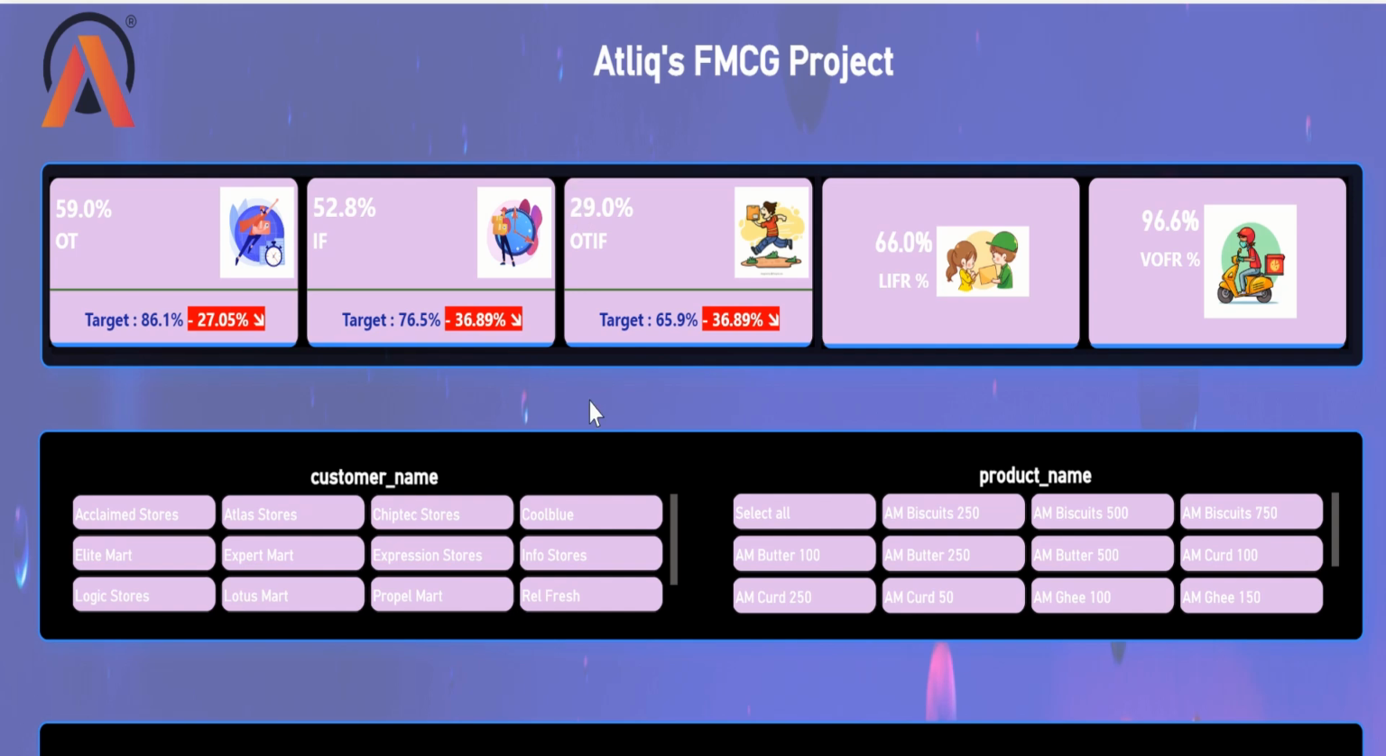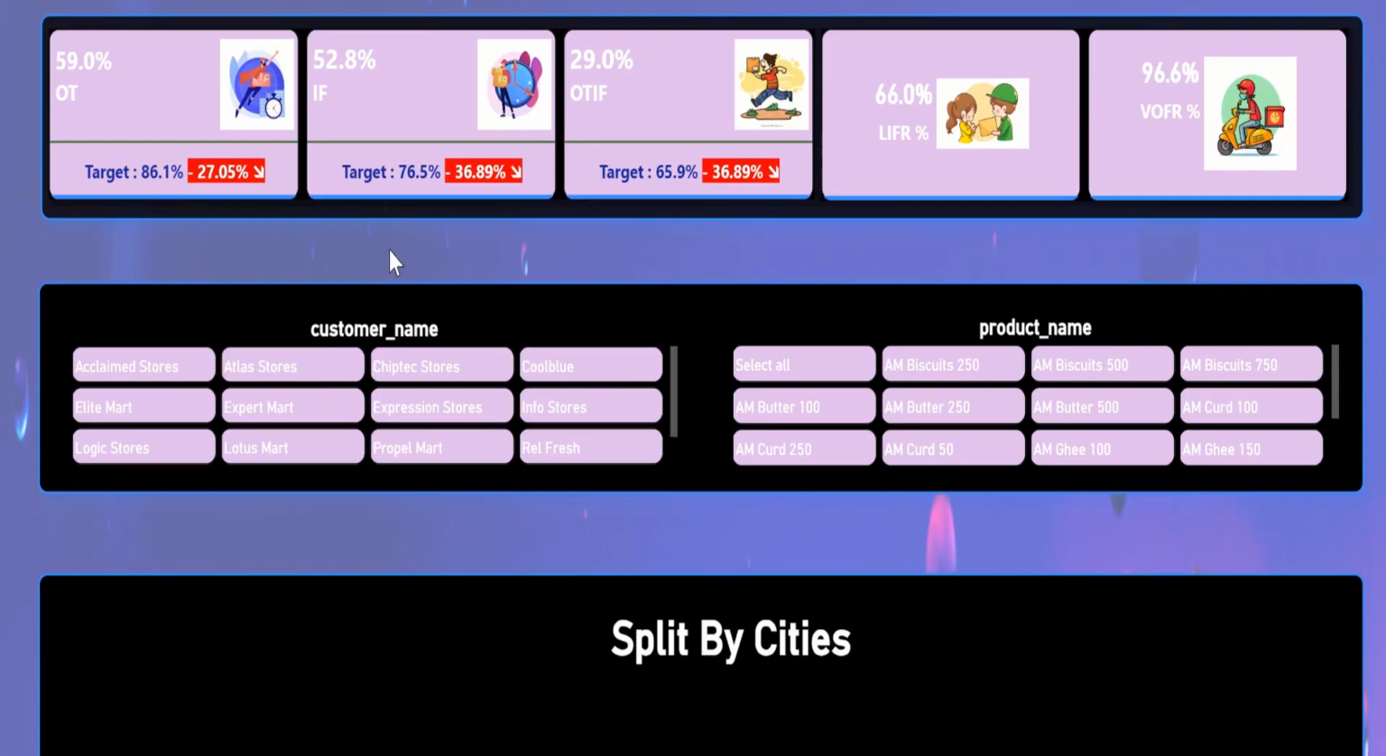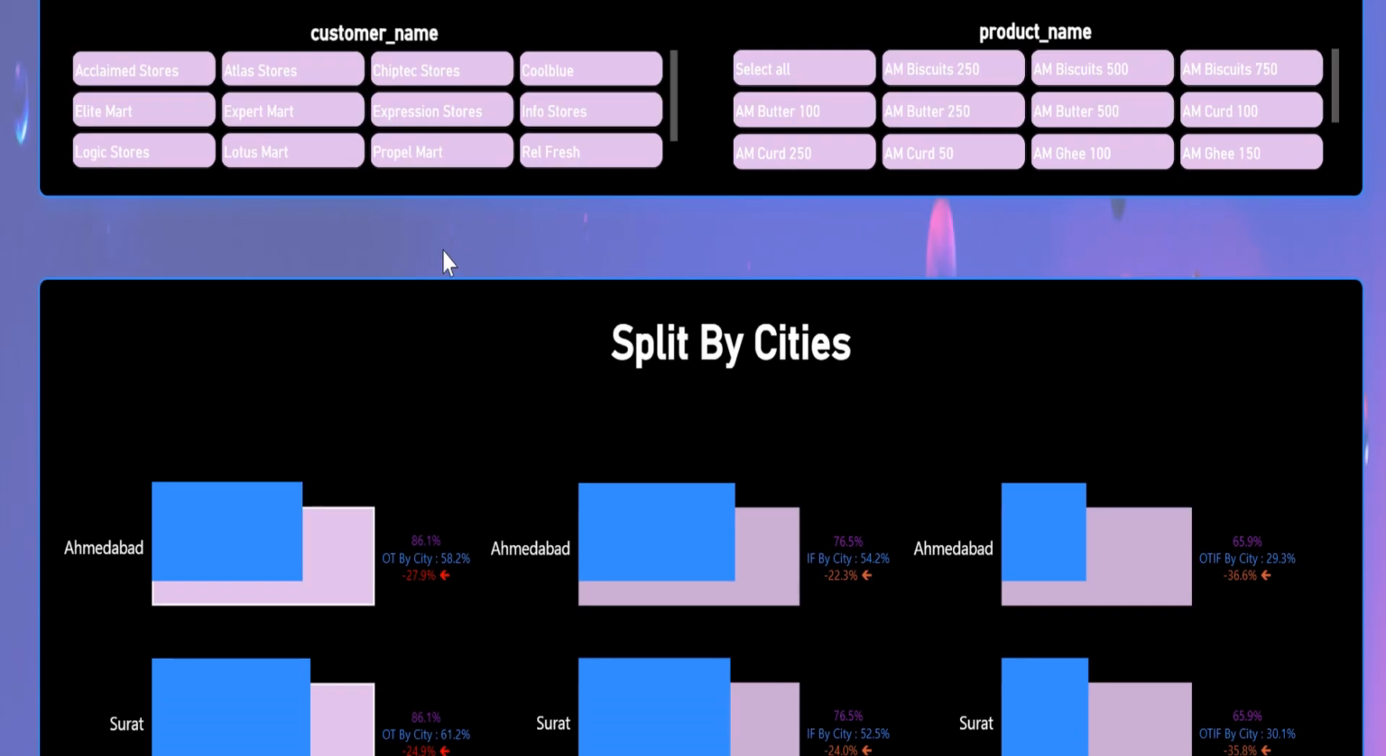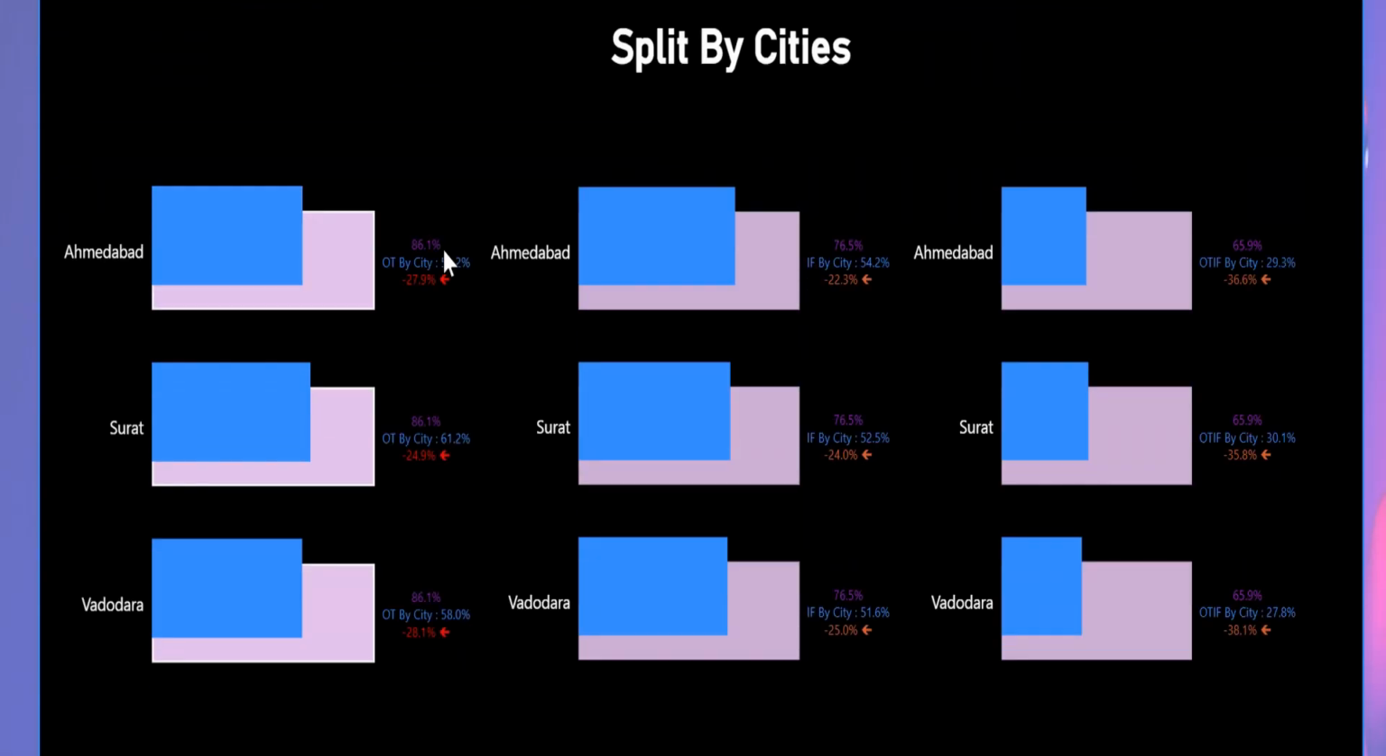After that, if you check my second visual, you can see I have created some slicers. I have done them based on customer name and product name. Let's move to my third visual, which is split by cities. Here you can see I have 3 rows and 3 columns. The columns are the measures, which are OT, IF, and OTIF, and the rows are the cities, which are Ahmedabad, Surat, and Vadodara.